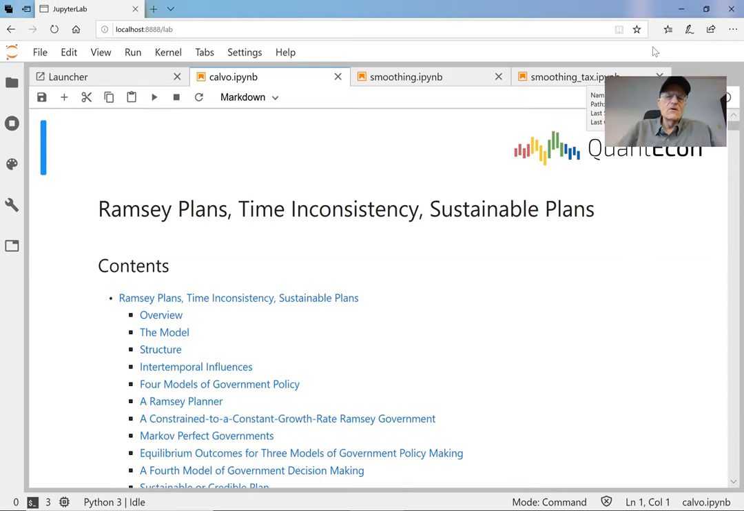Before I dive into that, I guess, sit back and make some philosophical comments about what we studied with essentially sustainable or credible plans when we talked about the Chang model, which was our running example.